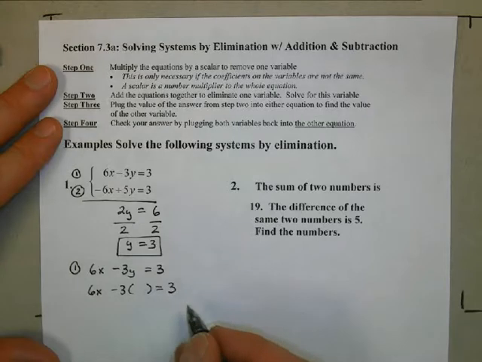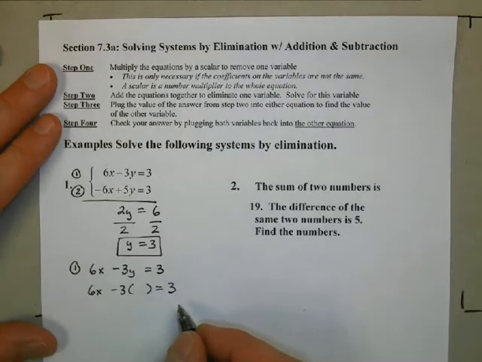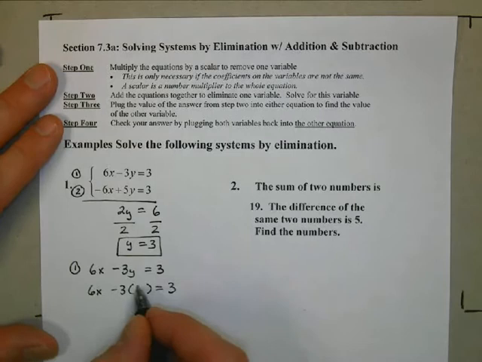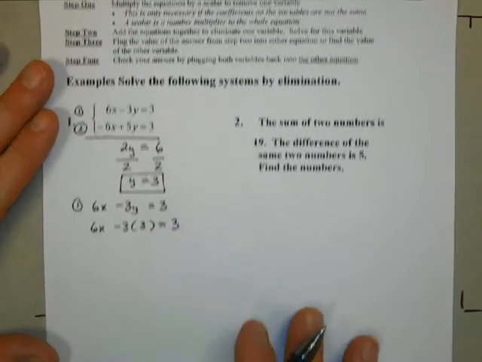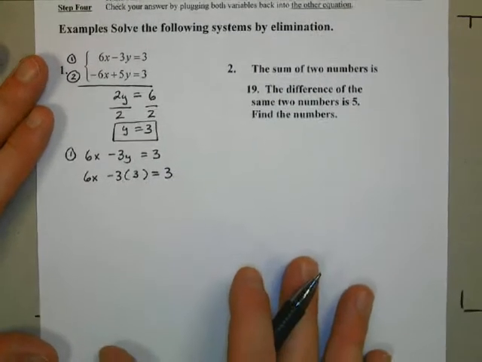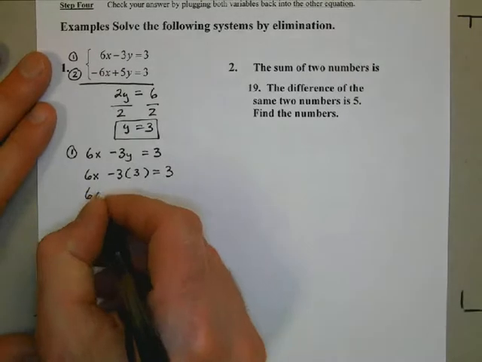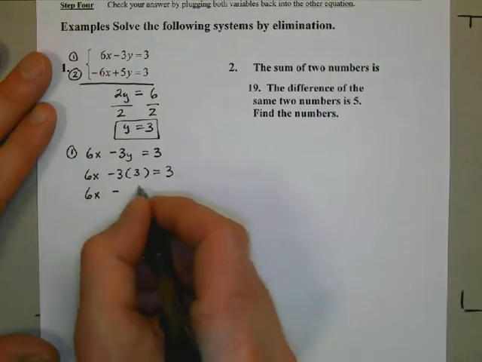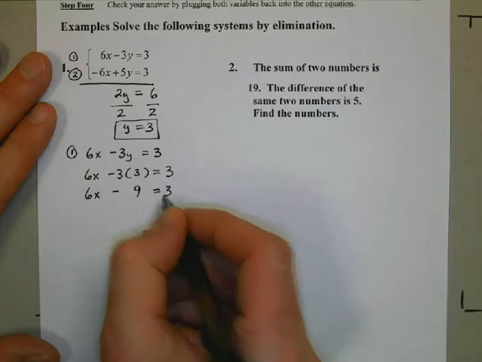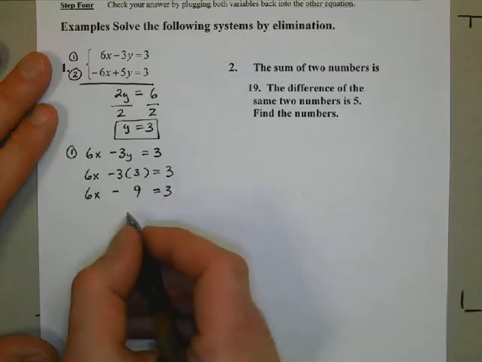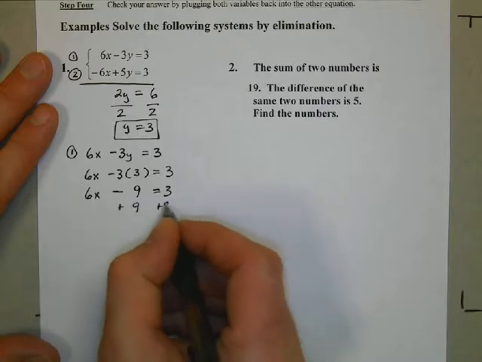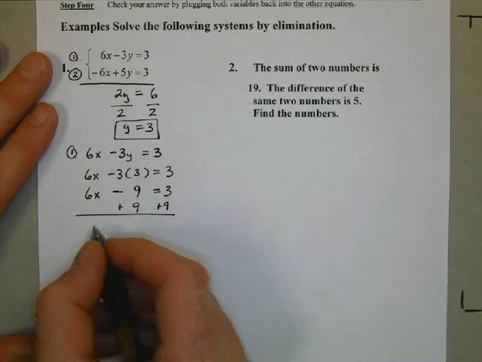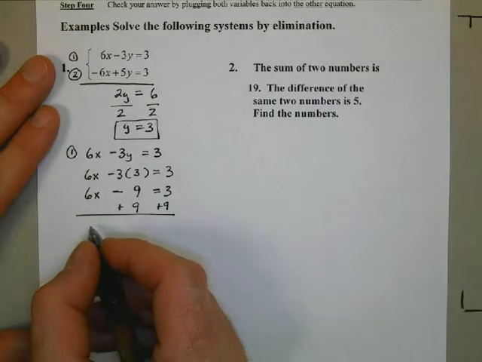I now take my value of y, and I'm going to plug it into that same equation, and that value of y is 3. So write down with me 6x minus 3, parentheses, leave a space, equals 3. In that parentheses, we're going to put the value of y, which in this case is 3. It seems we have a lot of 3's on this problem. We now need to solve for x. To solve for x, very simply, we're going to multiply things out and get the x by itself. So we have 6x minus 9 equals 3.